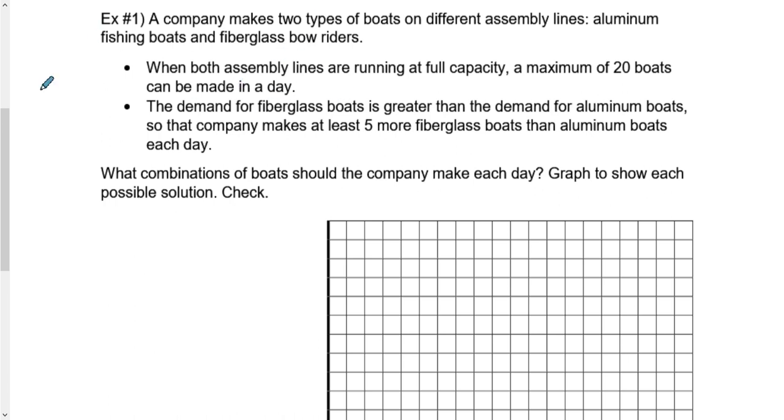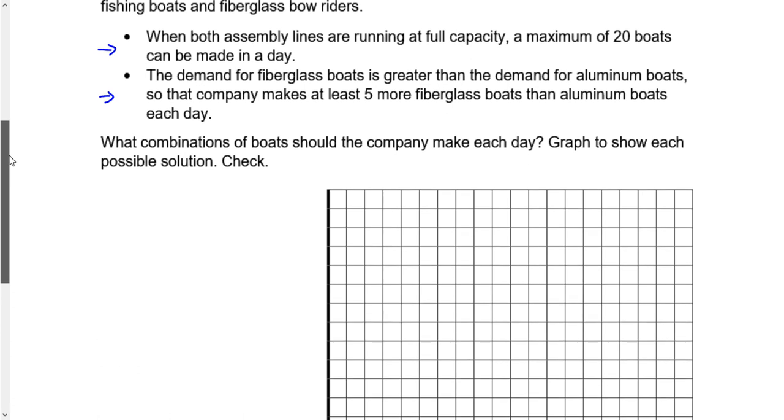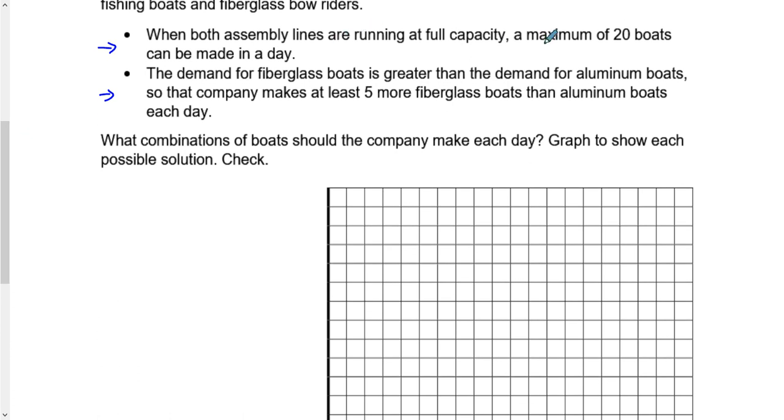So first things first, we have two stipulations. In other words, we actually have two equations. When they're both running at full capacity, a maximum of 20 boats can be made. So when I talk about let statements first, we're going to use some variables. In this case, A and F probably would work the best: A for the aluminum boats, and F for the fiberglass boats.